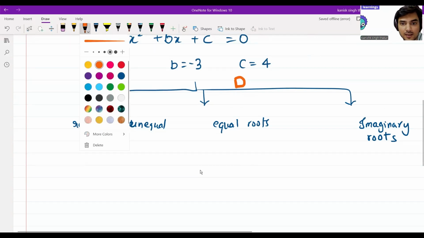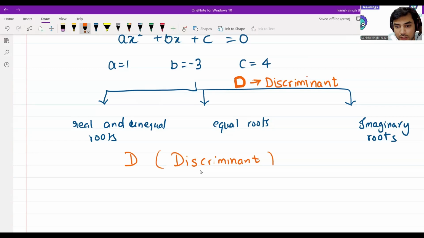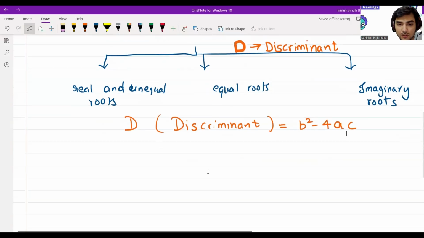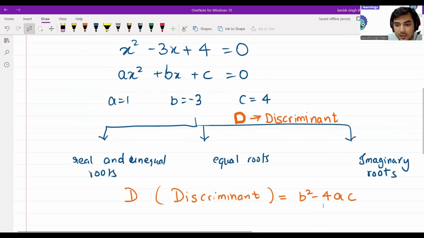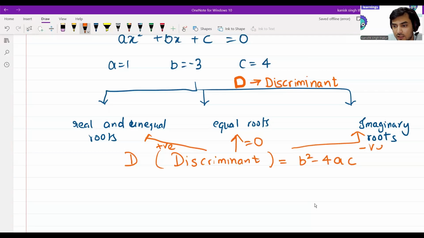This d we call the discriminant. Now, the discriminant, or d, is actually equal to b square minus 4ac. Like here, b is minus 3, so you'll put the values of a, b, and c in this. If you get this d as positive, it gives you real and unequal roots. If you get this d equal to 0, you'll get equal roots. And if you get this d as less than 0, meaning negative, you'll get imaginary roots.